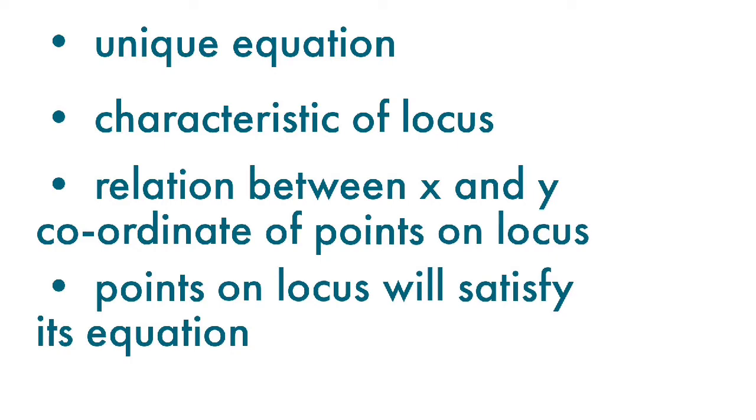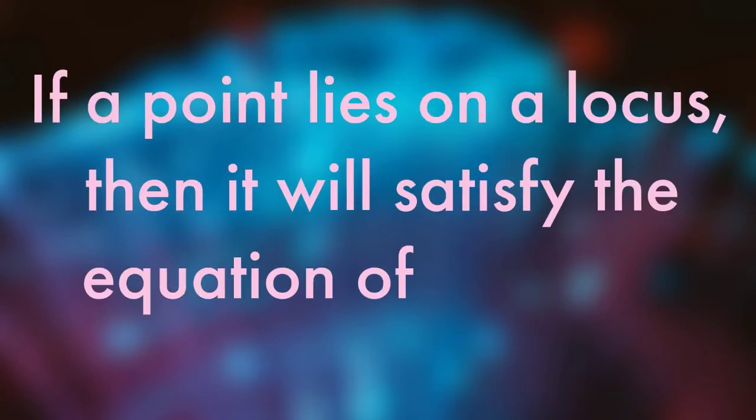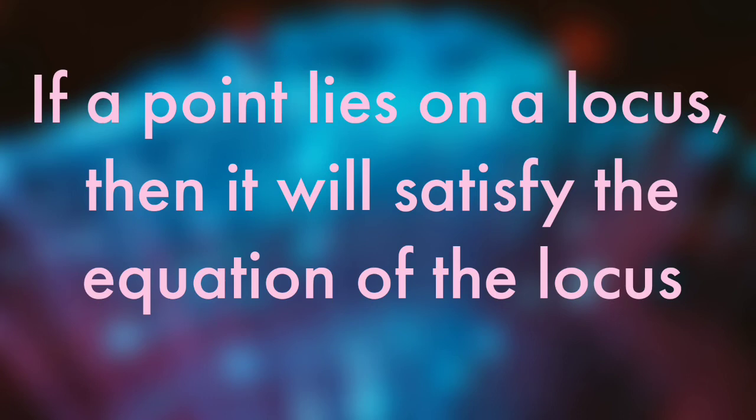Now you should always remember that lies means satisfies, which means that if a point lies on a locus, then it must satisfy the equation of locus. Okay. अब satisfy करना मतलब क्या? When in the equation of locus तुम्हारे पास x and y जो रहेगा इक्वेशन में, उस x और y के बदले अगर तुम उस x में x कोऑर्डिनेट और y में y कोऑर्डिनेट सब्स्टिट्यूट करोगे पॉइंट का, तो उसका LHS यानी कि उस इक्वेशन का LHS और उस इक्वेशन का RHS दोनों इक्वल रहेगा.